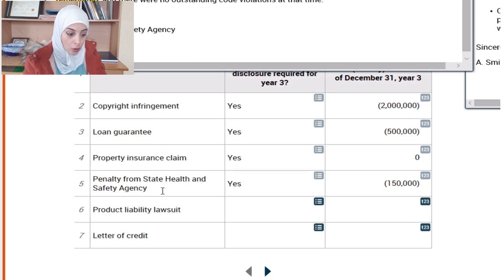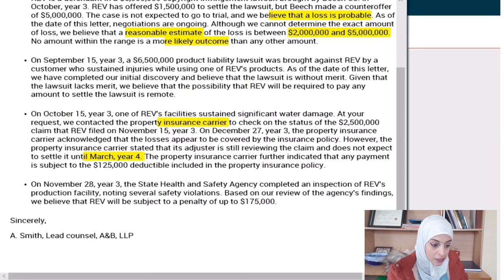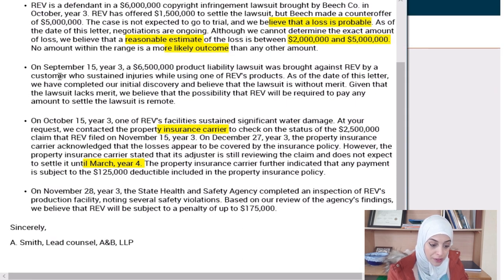We're going to go to the lawyer's letter to quickly see if there's anything about the liability lawsuit. Yes, here it says, on September 15, year 3, a $6,500,000 product liability lawsuit was brought against Rev by a customer who sustained injuries while using one of Rev's products. As of the date of this letter, we have completed our initial discovery and believe that the lawsuit is without merit. So the lawyer believes that this lawsuit does not have grounds. Given that the lawsuit lacks merit, we believe that the possibility that Rev will be required to pay any amount to settle the lawsuit is remote.